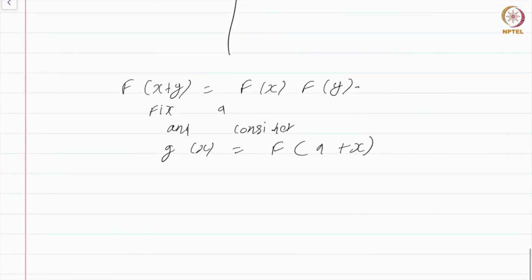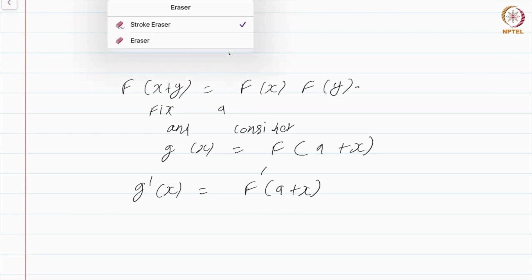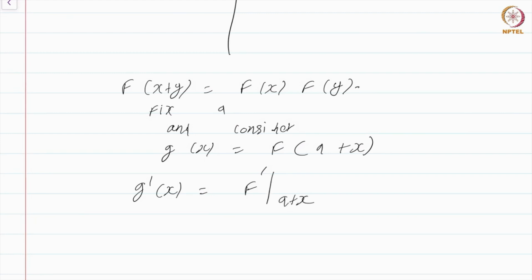Now differentiate. G prime of x would be just f prime at a plus x times the derivative of what is inside by chain rule, but the derivative of what is inside is just 1. So g prime of x is just f prime of a plus x. Again, for clarity, let me write f prime evaluated at a plus x, which is just f of a plus x, which is equal to g of x.